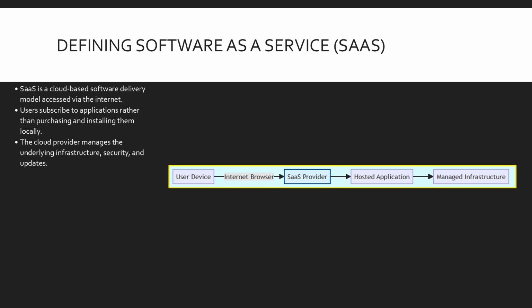This flowchart visualizes the SaaS access model. On the left, the user connects via a simple internet browser. The connection flows to the SaaS provider in the cloud. Notice that the provider encapsulates both the hosted application and the managed infrastructure. The user does not interact with the infrastructure directly, they simply consume the application service. This abstraction allows you to access the software from anywhere without managing the backend.